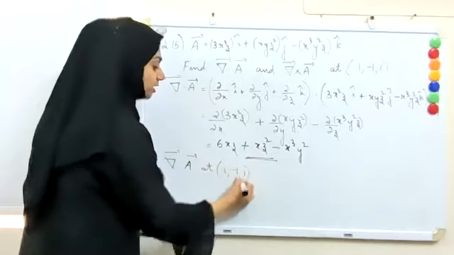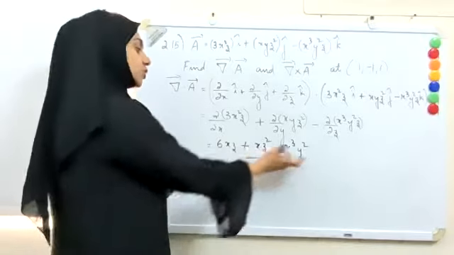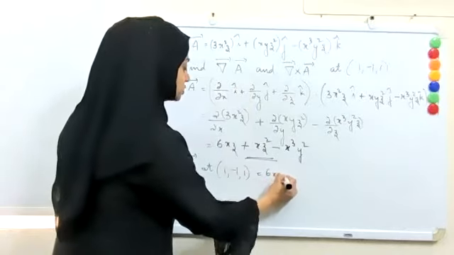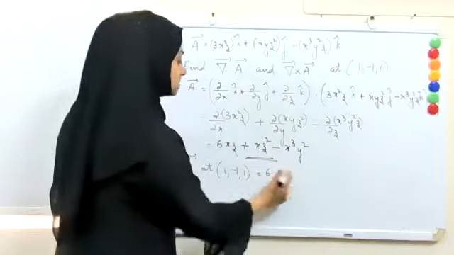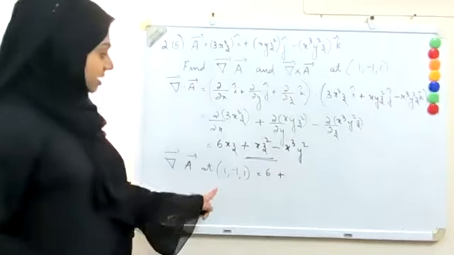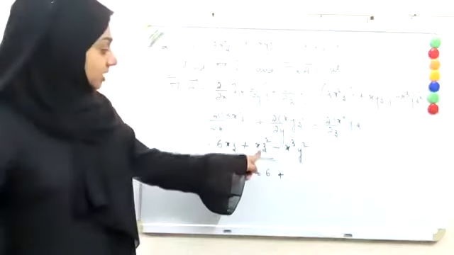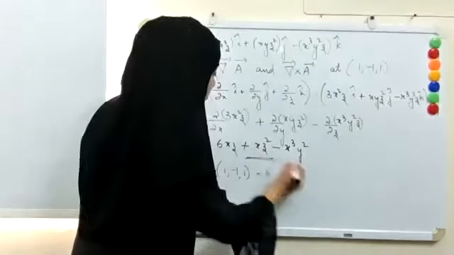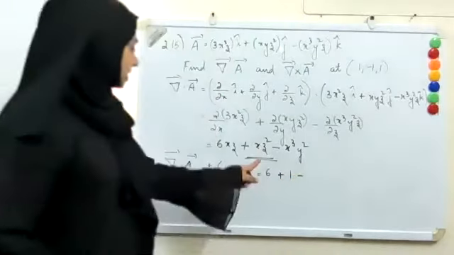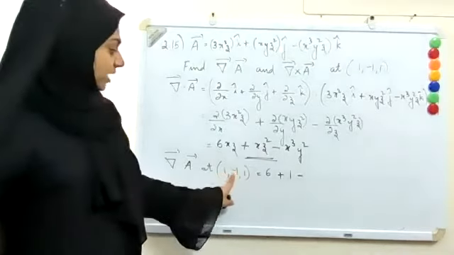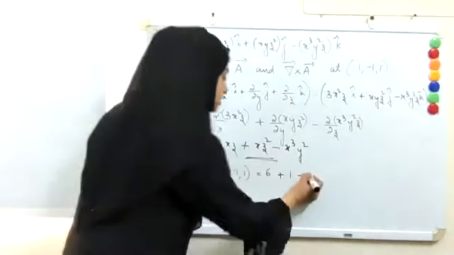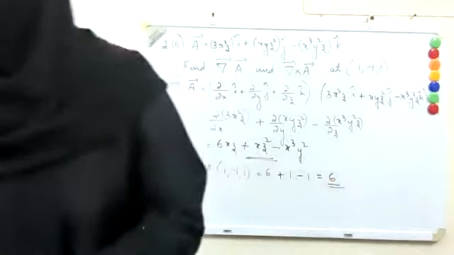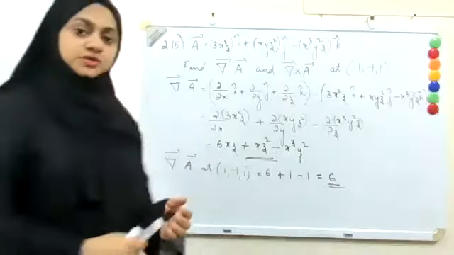So this is the divergence del dot A we have found, and del dot A at (1, -1, 1) is equal to, instead of x, y, z, you have to substitute this. So this is equal to 6 times x is 1, z is 1, so it will be 6, plus x z square, x is 1, z is 1, so 1 square will be 1. So it will be again 1, minus x cube is 1, y square, y is -1, so square will be 1, so minus 1. This is equal to 6. Is this clear to you?